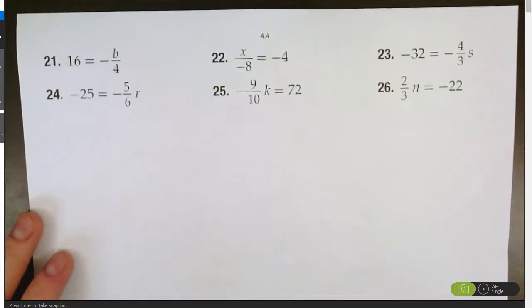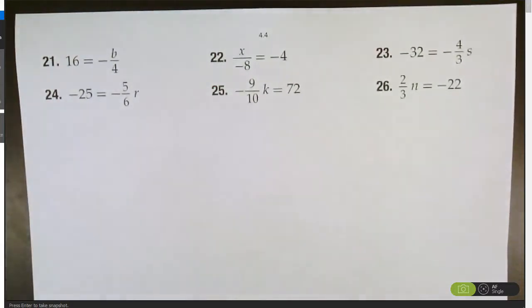Here we go. Section 4.4 is solving using multiplication or division. For the most part, this section in the book is multiplication. Even though there are some problems with division, they really pushed us toward multiplication, and it's evidenced by the problems they picked here. So, like number 22.